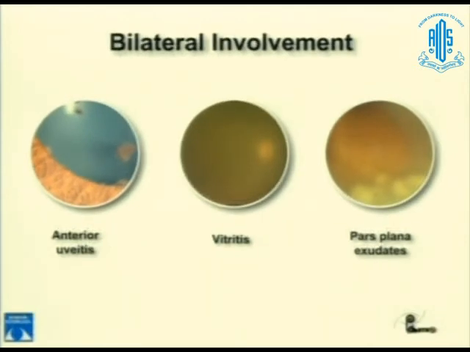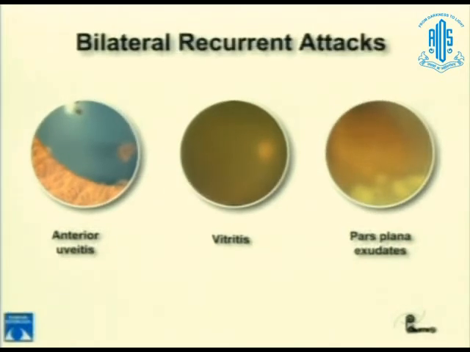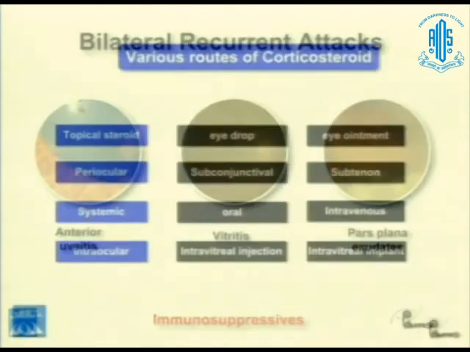Same pattern, only the bilateral involvement. What will be your treatment of choice? Oral steroid. Correct? Now, the same pattern, only there is history of bilateral recurrent attacks. Every time you stop the steroid, the patient comes with rebound inflammation. So what will be your treatment strategy? You will use immunosuppressive after ruling out infectious etiology. So this is how it changes.